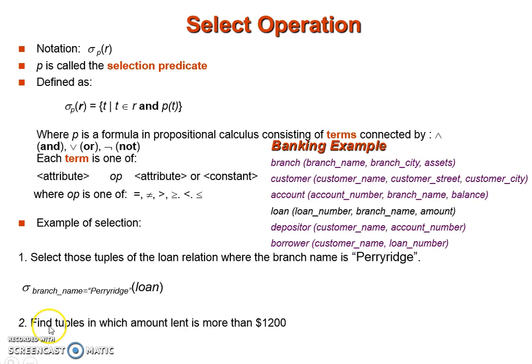We will see a second example. Find tuples in which the amount lent is more than $1200. Again we take the relation loan and check that the loan amount is greater than 1200. So we select the loan amount greater than 1200 from the relation loan. In this way we use the select operation.